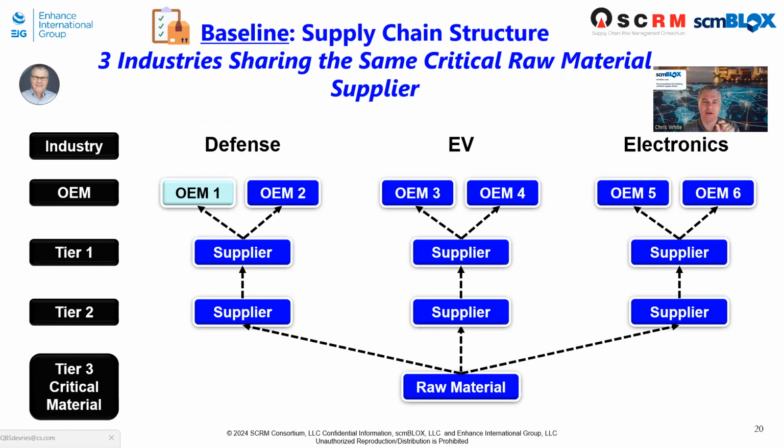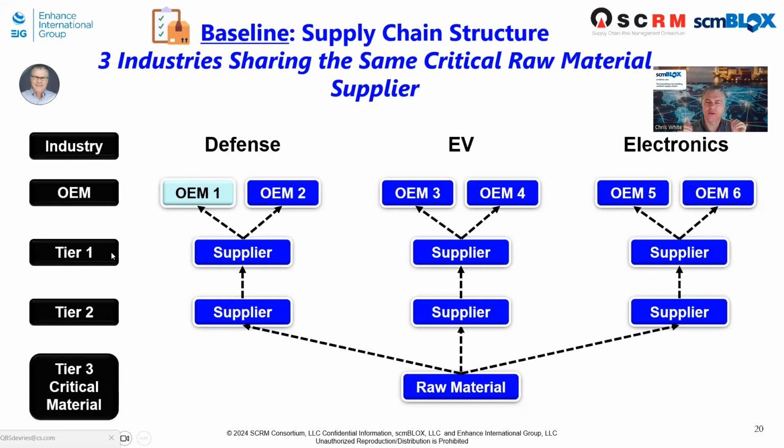Every blue box on here has that model behind it and is an entity that we're going to look at. You see in black on the left of the slide here, we're looking at an industry. So this is now cross industry. We talked about DOD, defense, EV, and electronics. So we're looking at 3 different industries. Then we're going to look at the impact on the OEMs, specifically one of the OEMs in the defense industry. So I've highlighted that with light blue.